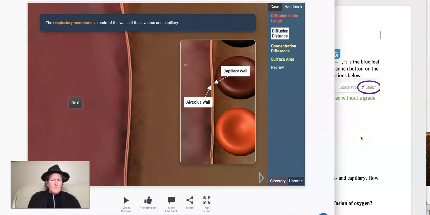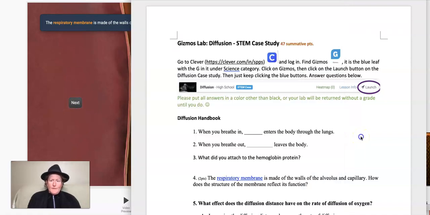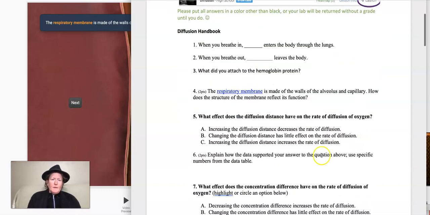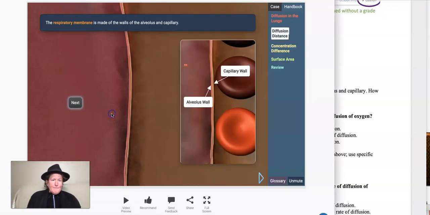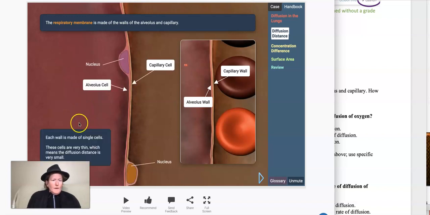Before we go too much further, let's look at our lab sheet. Number 4 says the respiratory membrane is made of the walls of the alveolus and the capillary. How does the structure of the membrane reflect its function? Each wall is made of single cells. These cells are very thin, which means the diffusion distance is very small.